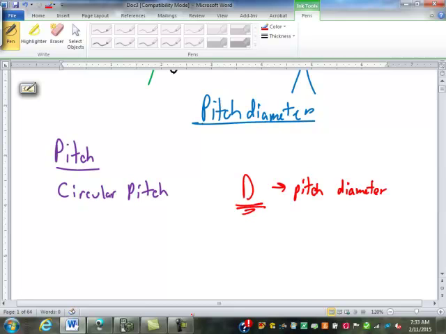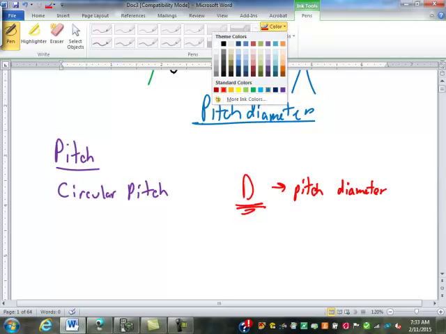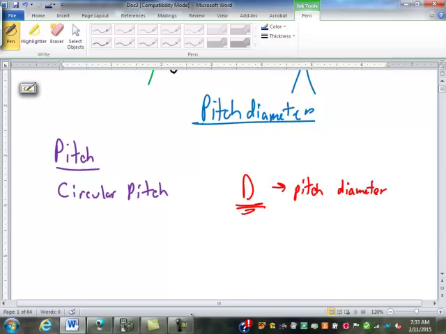So when we see D or diameter, we're referring to that pitch diameter because that is the diameter that most defines the circle, or the circle that most defines that gear. This pitch circumference then is just going to be pi times that pitch diameter. That's going to be the circumference around that pitch circle.